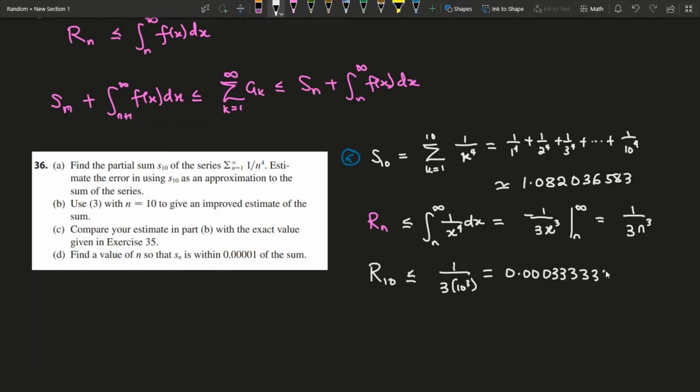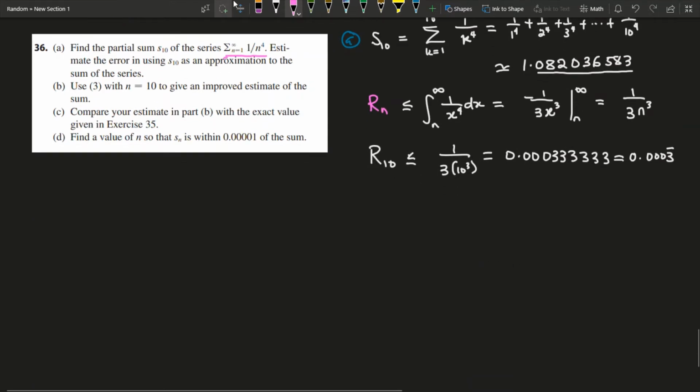Then work this out. This is exactly 0.000333333. Just make it the same decimal place as this one: 1, 2, 3, 4. This can be shortened as 0.0003 with a bar, showing that it repeats. So if we approximate this infinite sum with a finite sum, the first 10 terms, then this is the error we are committing. Okay, that's the first part of the problem.